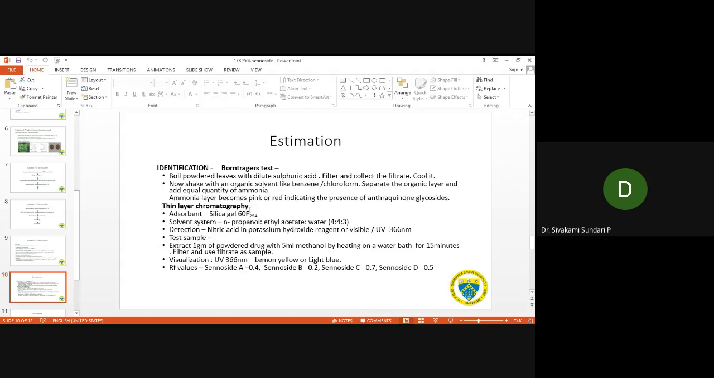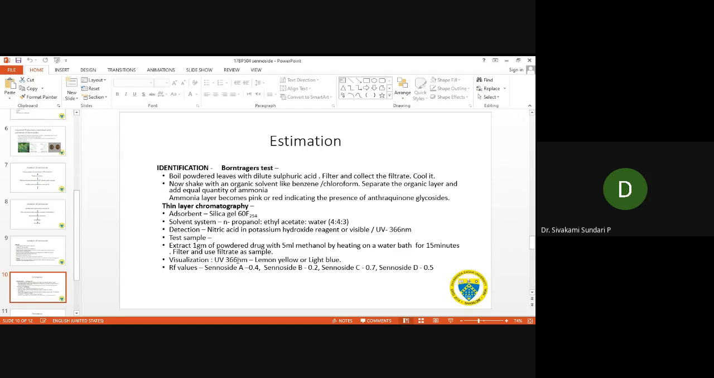Now let us see the thin layer chromatography. The stationary phase is silica gel 60F254. The mobile phase is n-propanol, ethyl acetate and water in the ratio 4:4:3. Detection can be done either by using nitric acid in potassium hydroxide reagent or by UV at 366 nanometer. For this, the test sample is prepared by extracting 1 gram of powdered drug with 5 ml of methanol by heating on a water bath for 15 minutes. Then filter, the filtrate is evaporated and that sample is used for testing.